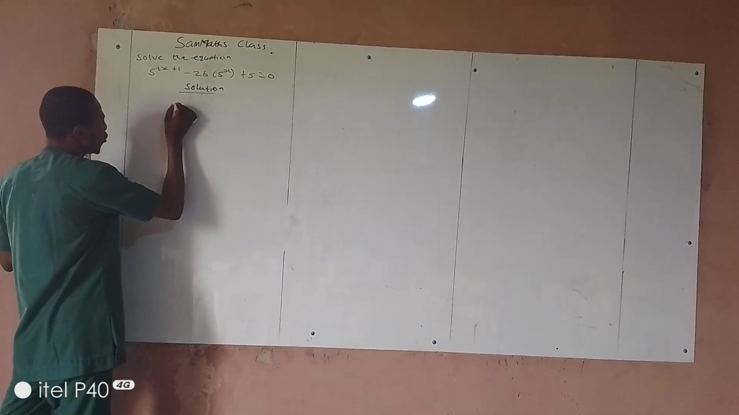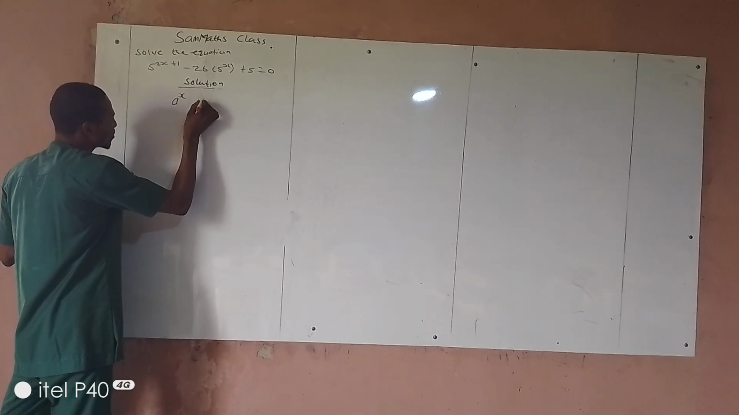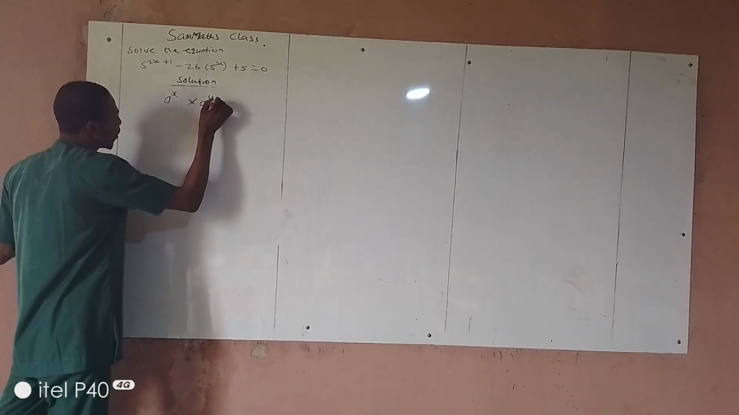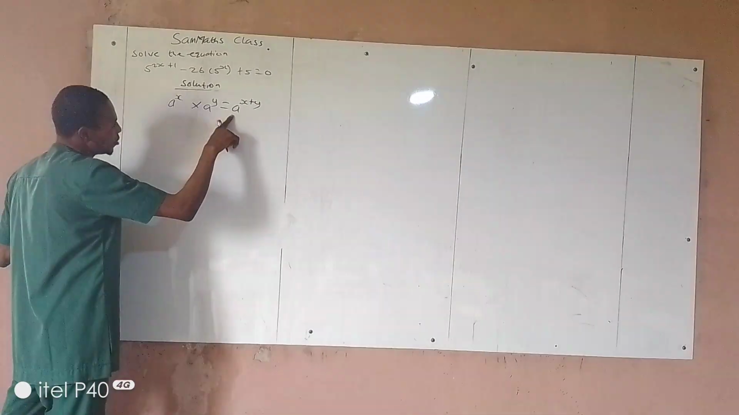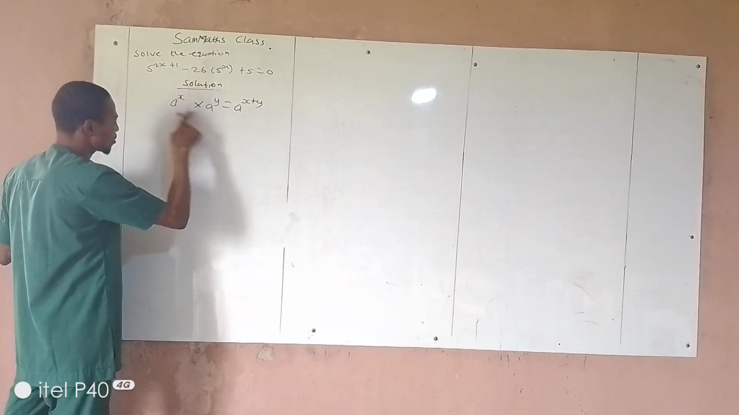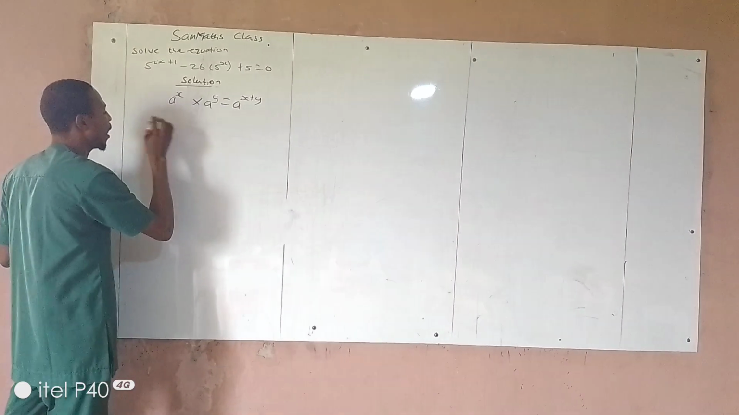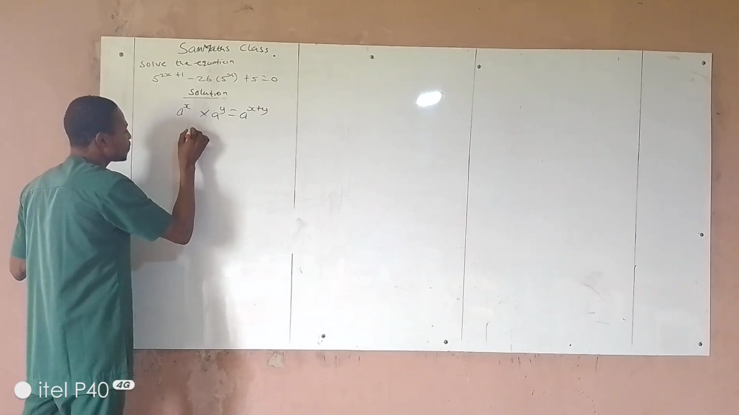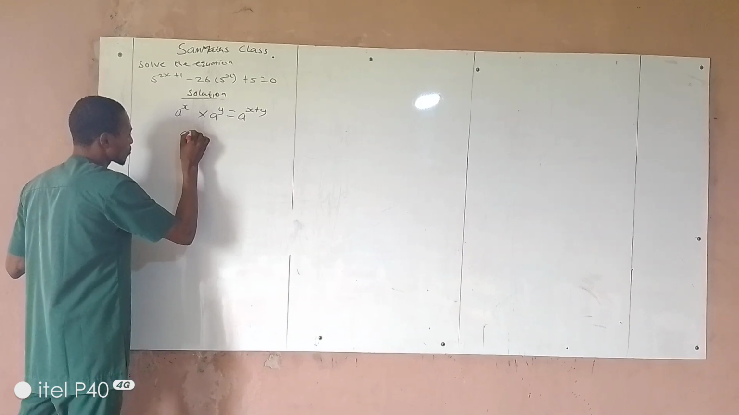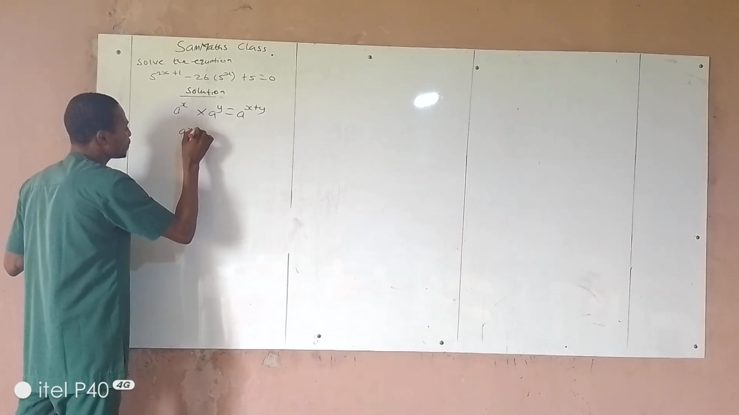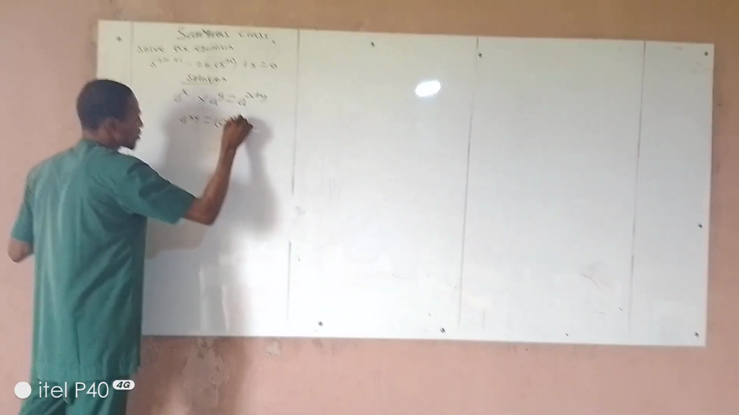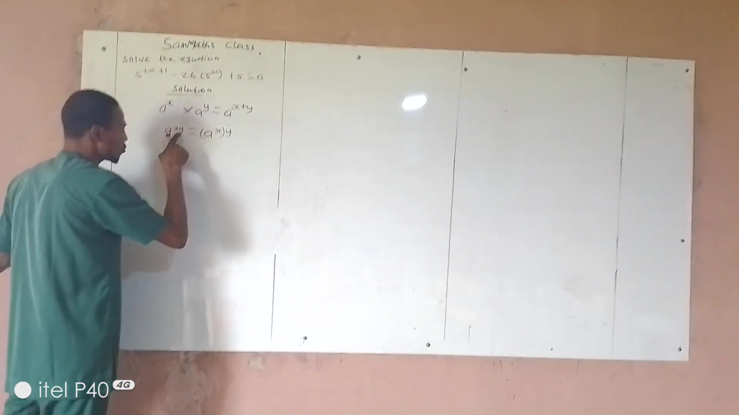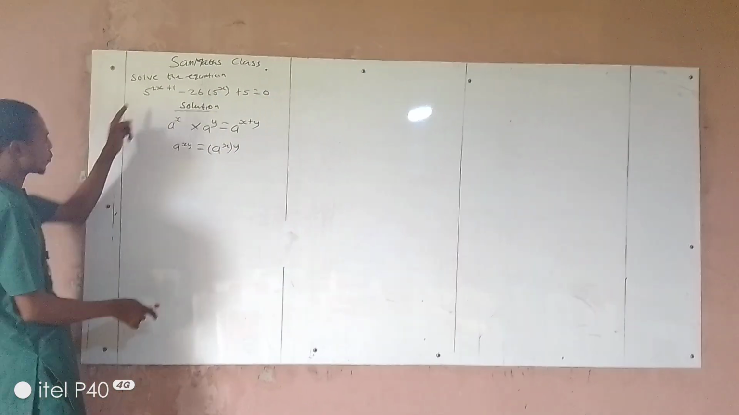One, the product law, which says that a raised to the power x times a raised to the power 1 equals a raised to the power x plus 1. That is, a raised to the power x plus 1 can be expressed as a raised to the power x times a raised to the power 1. And also the power of power law, which says a raised to the power x, all raised to the power y, is written as a raised to the power xy. These two laws will help us solve this question.